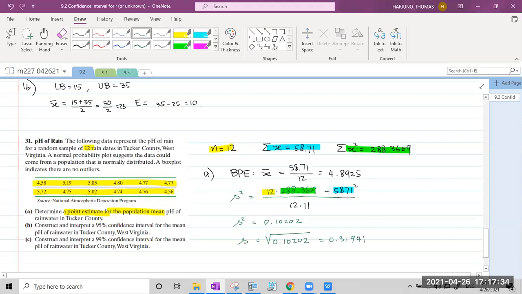0.319406. Now, only then we can use this to construct the confidence interval. We need both of them. We need the sample mean and sample standard deviation from the data set.